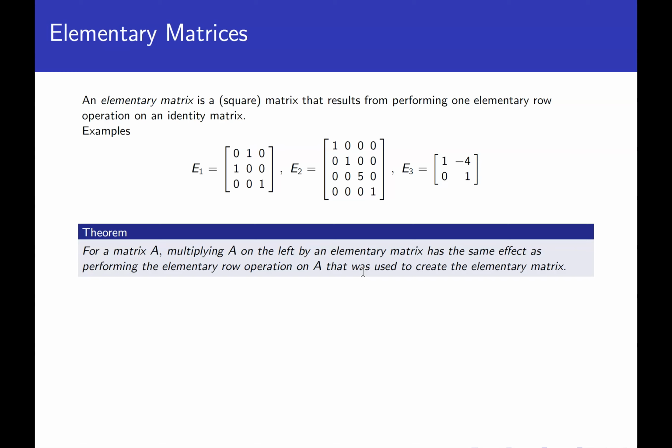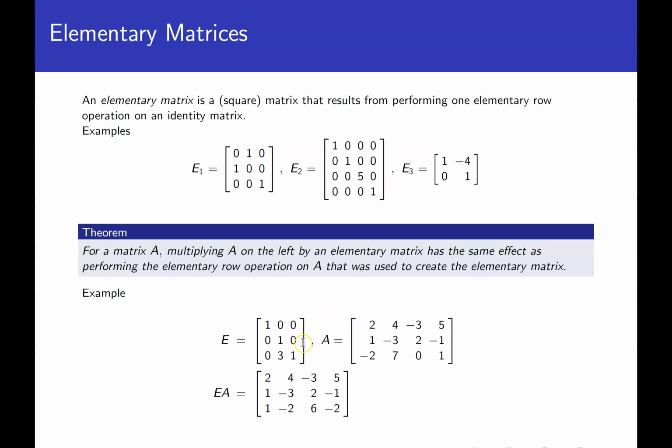So the reason why we like elementary matrices is that the effect of multiplying on the left by an elementary matrix has the same exact effect as doing the corresponding elementary row operation. So what that means is, if I go back up here, if I took a 3 by whatever matrix and multiplied on the left by E1, the result would be swapping the two rows in that matrix we multiplied by. Likewise, if I took a 4 by whatever matrix and multiplied it by E2, the result would be taking that matrix that we multiplied by and multiplying the third row by 5.